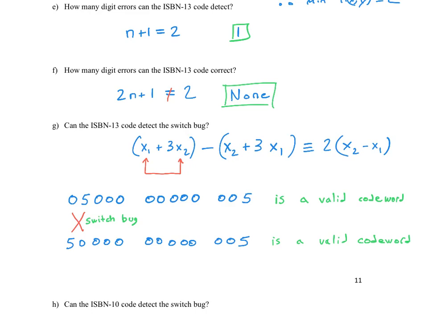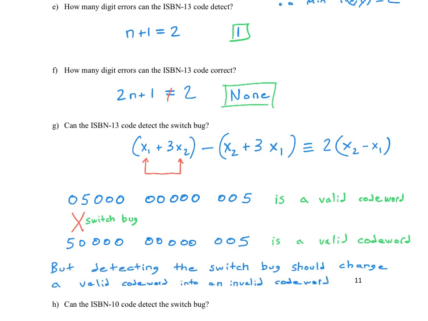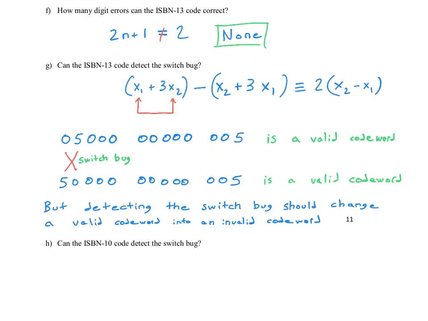But an error detection system should change a valid code word into an invalid code word. But we have an example where this just didn't happen. We have an example where we didn't detect the switch bug. So when we say, can we detect the switch bug, we mean always. Mathematicians don't want, sometimes we'll detect it and sometimes we don't. The ISBN 13 is not good enough to detect the switch bug because we have one example that slips through the error detection system. So my answer here is no.